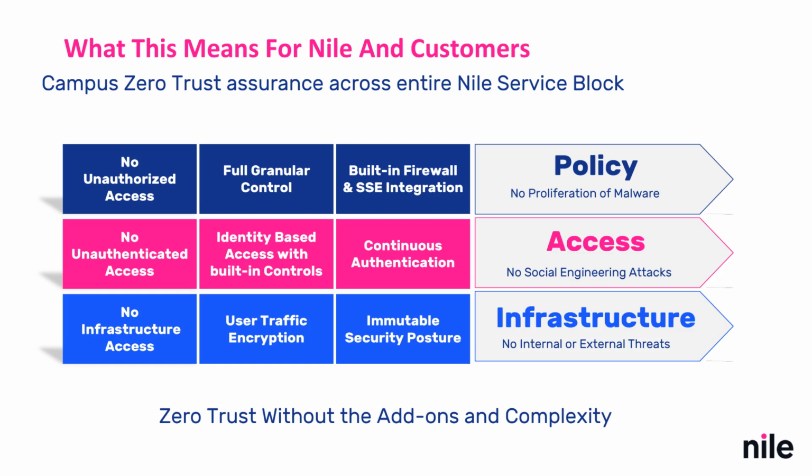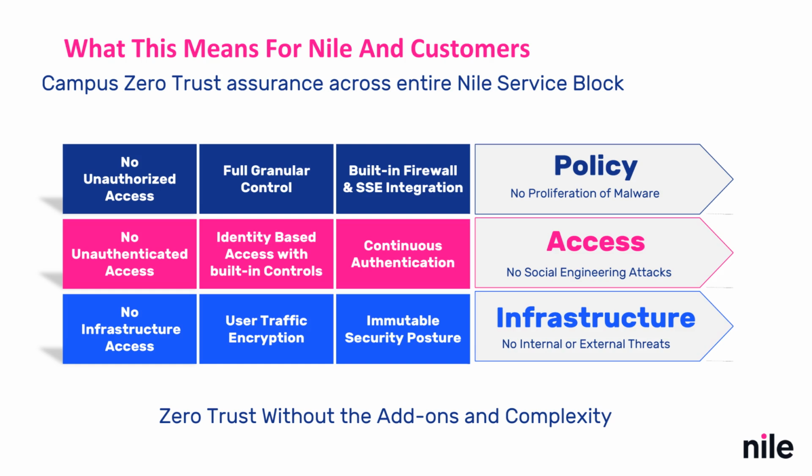With Nile, zero trust principles aren't bolted on or patched together. They're built directly into the fabric of the network, across the entire Nile service block. Let's start at the base, with infrastructure: secured hardware, encrypted communications, and absolutely no access. From the moment it powers on, every element is protected, reducing the attack surface and blocking both internal and external threats by design. Next, at the access level, dynamic authentication replaces static credentials.